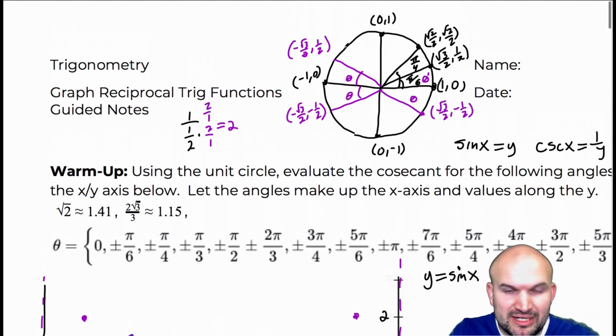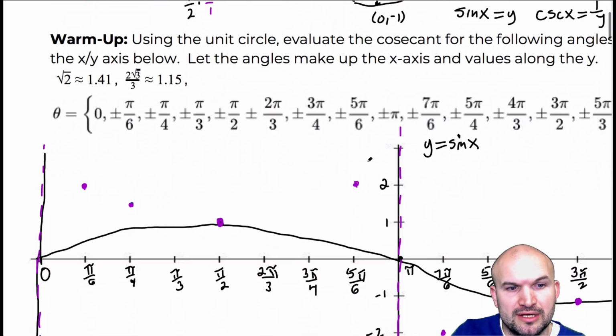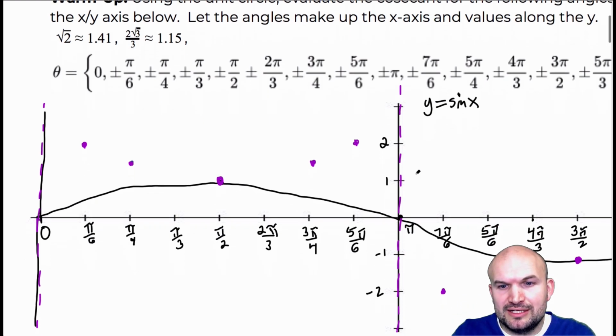Same coordinate point, but in the second quadrant. 5 pi over 4 has a reference angle of pi over 4, but it's in the third quadrant. And then 7 pi over 4 has a reference angle of pi over 4, same coordinate point, but it's in the fourth quadrant. So again, 3 pi over 4 is going to be 1.41 positive.